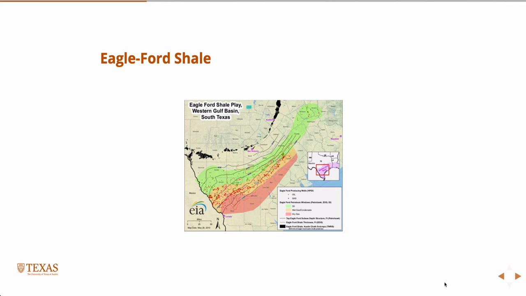The red dots are condensate wells. The green dots are oil wells. And I think if you looked at it now, it'd be far, far more dense in the green area. Of course, we all know the Eagle Ford Shale stops right at the Rio Grande. The Rio Grande cuts it off, right?